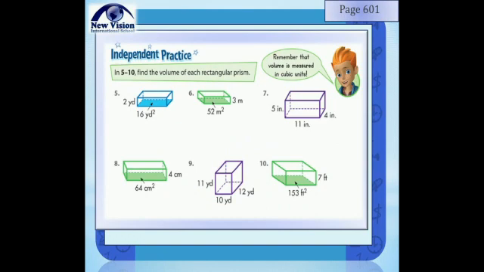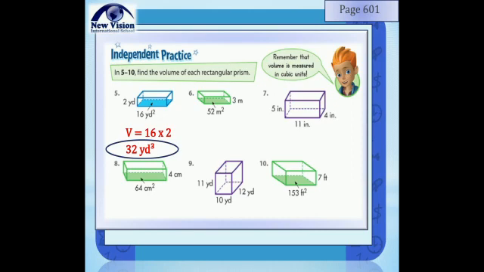For number 5, we only have 2 given dimensions. The area of the base, which is 16 square yards, and the height, which is 2 yards. Here, we will apply the formula V equals B times H. So we will multiply 16 times 2, and that is equal to 32 cubic yards.